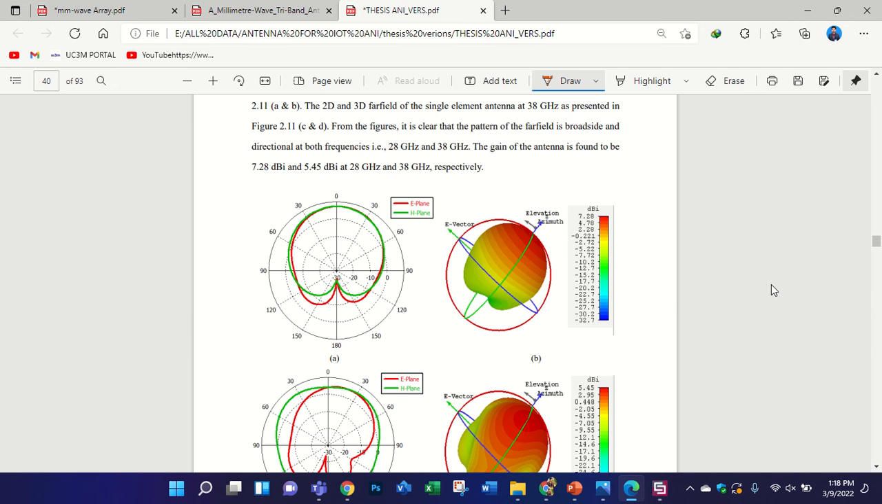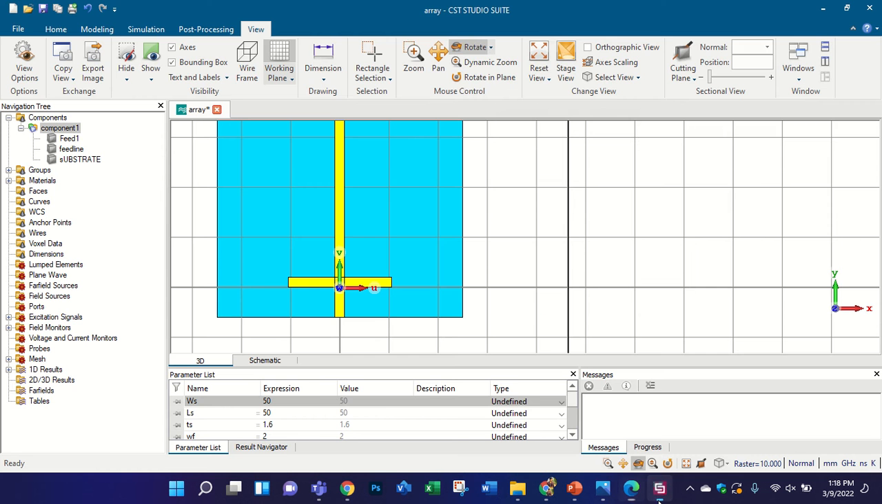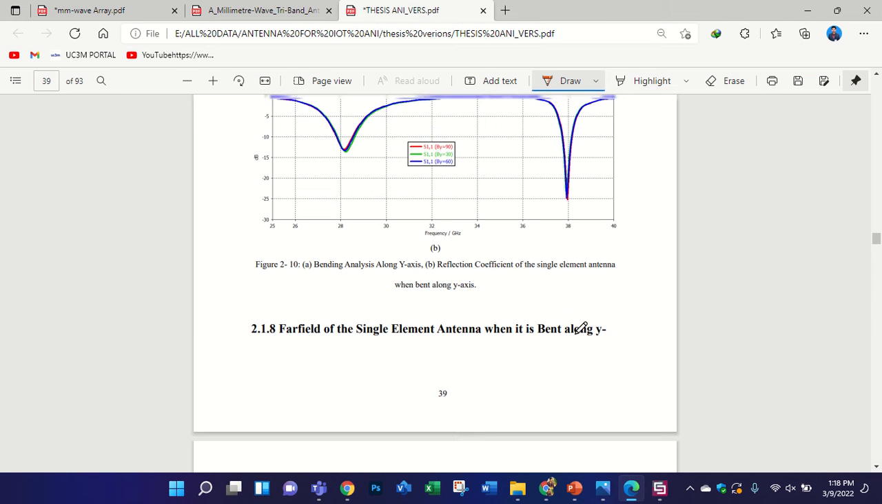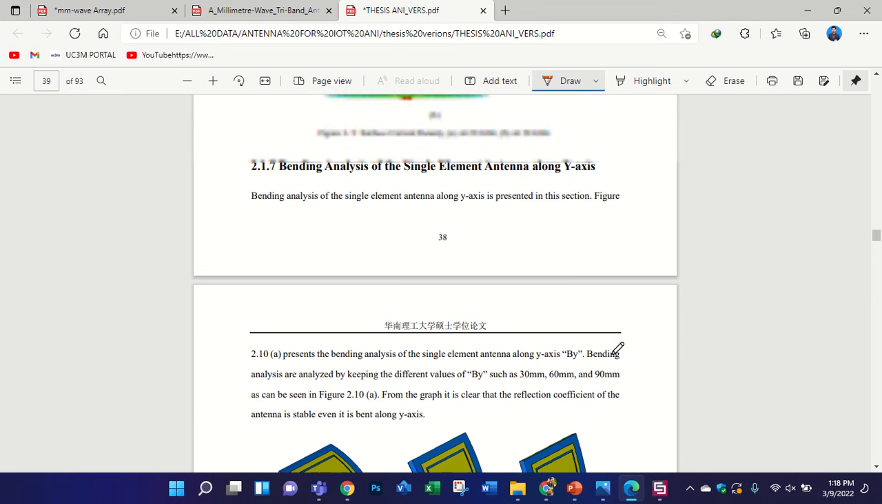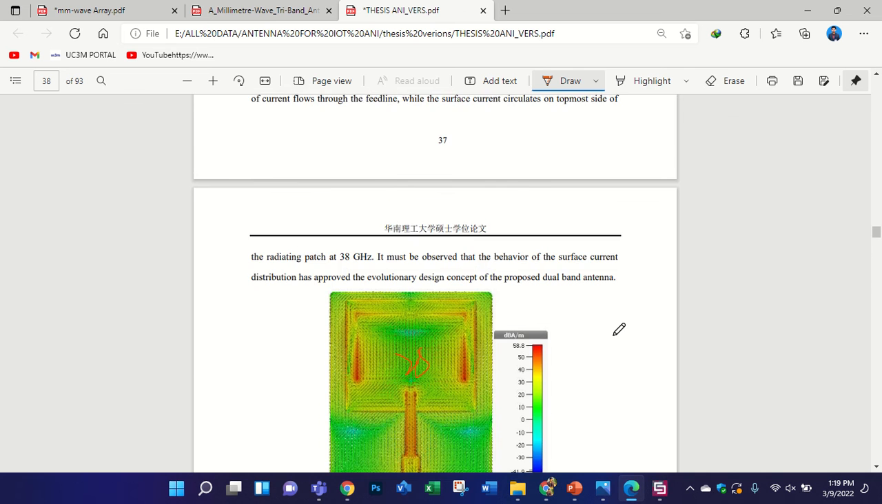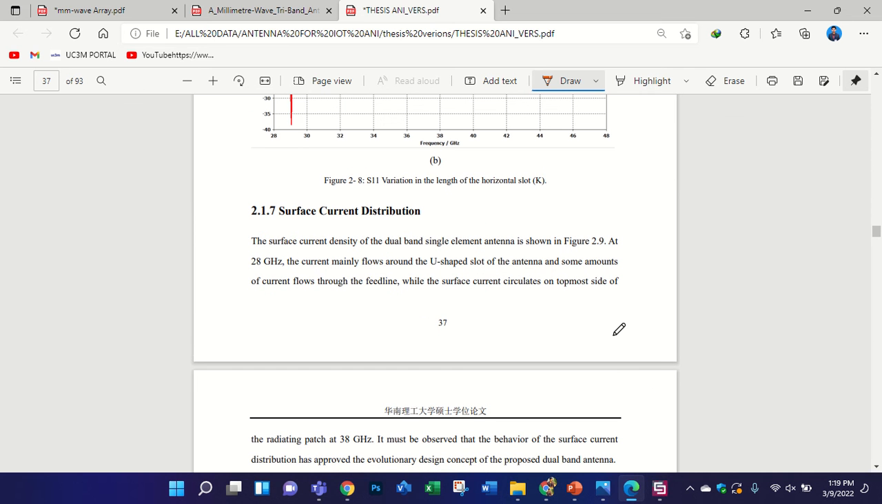Did you understand the concept of the antenna array and how it works, and what about the gain and efficiency? Do you have any question? For me, it's clear.